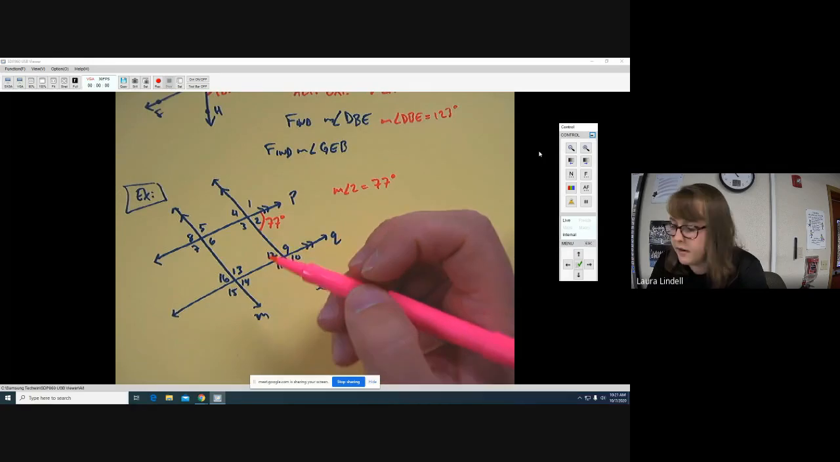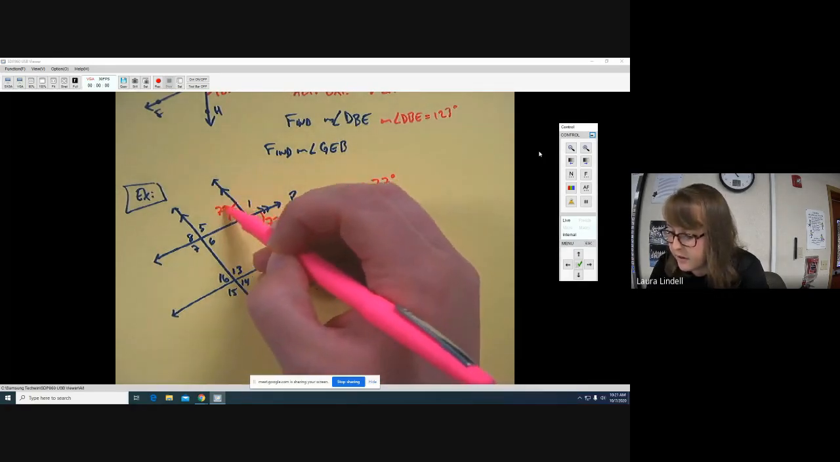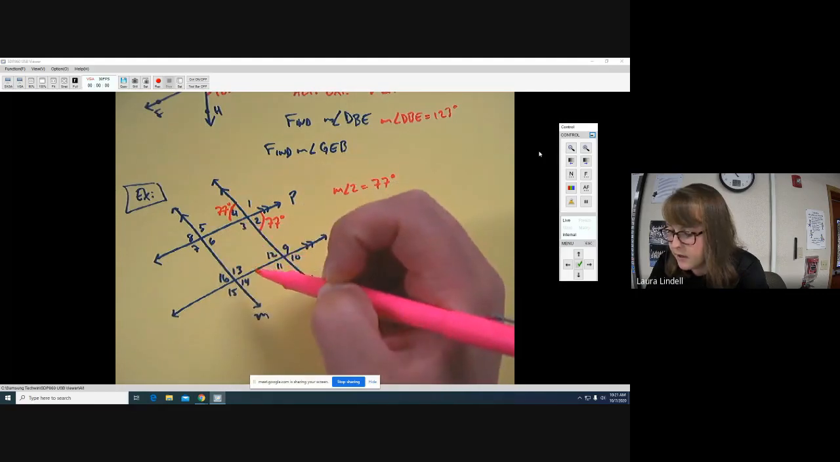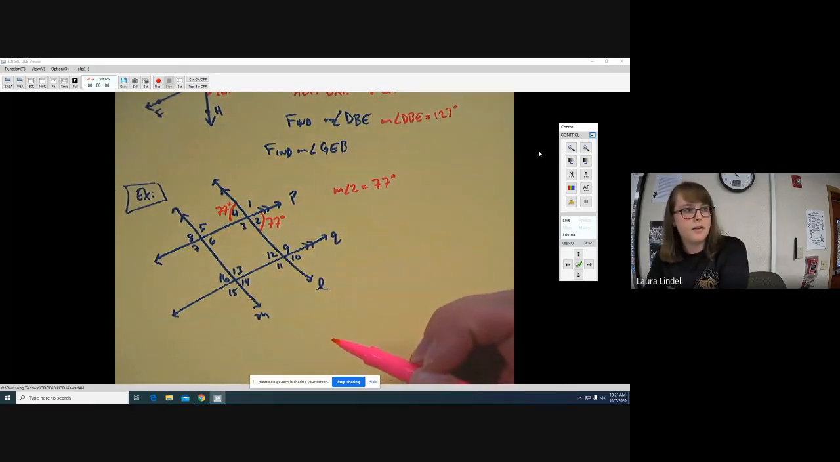Also 77, right? Yeah. That one we know is 77. What's another angle that's going to be 77 in this picture? What do we think? There's 6 more angles in this picture that are also 77. What's one more of them?